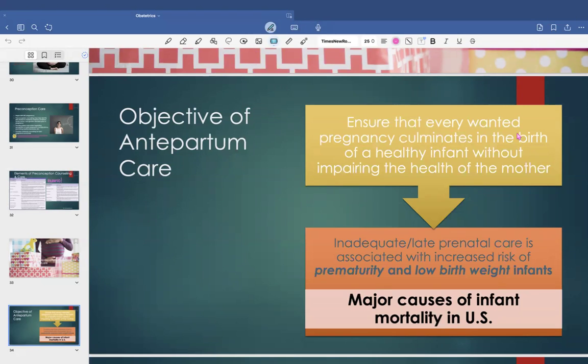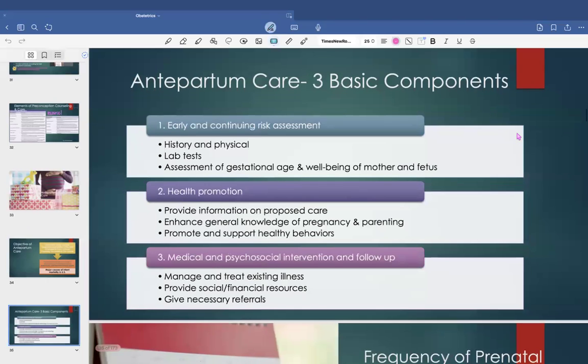3 basic components. 1, early and continuing risk assessment. We need to do our history and physical, order our labs, assess gestational age and well-being. 2, health promotion, which is gonna provide information on proposed care, enhance general knowledge of pregnancy and parenting, promote and support healthy behaviors. And 3, medical and psychosocial intervention and follow-up. You need to manage and treat existing illness. Sometimes you might need to help provide social or financial resources or give necessary referrals for those services, or consults if needed.